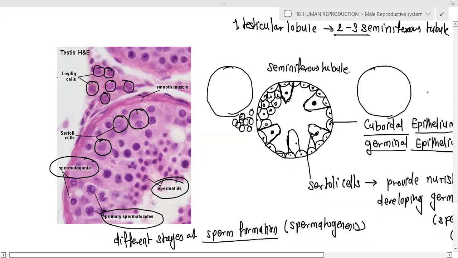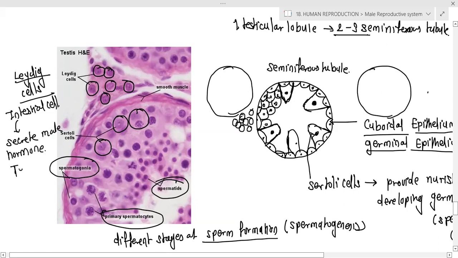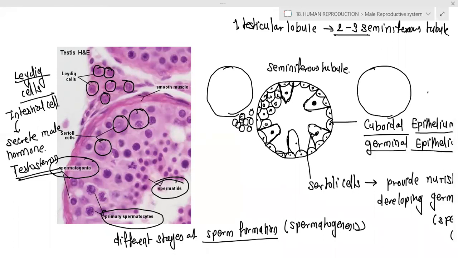These cells are called Leydig cells. Leydig cells are even called interstitial cells. Basically, any cell which is located in between is called an interstitial cell, that you will understand slowly. These are the cells which secrete the male hormone testosterone. Testosterone is secreted by Leydig cells. Leydig cells are located outside the seminiferous tubule, but inside the testicular lobule. Clear about it?